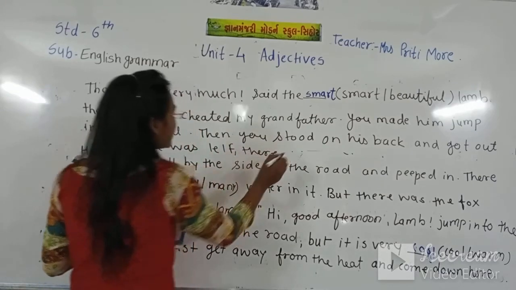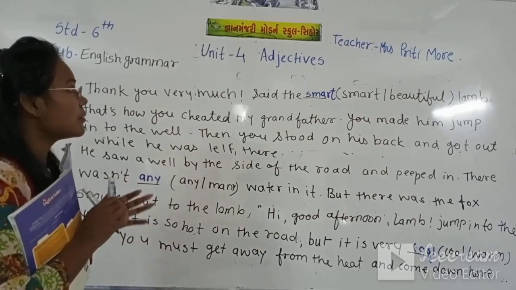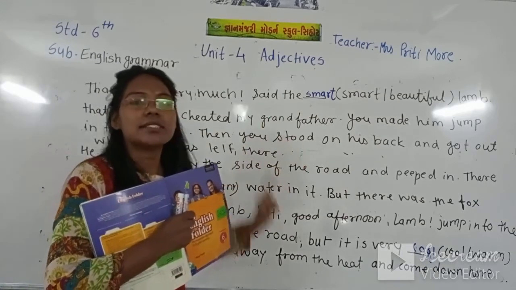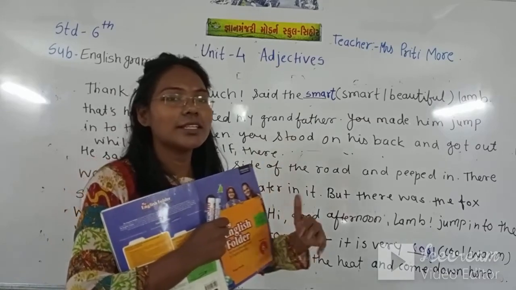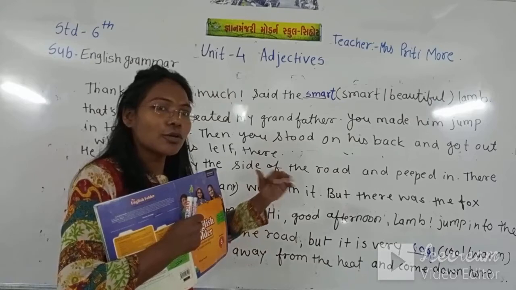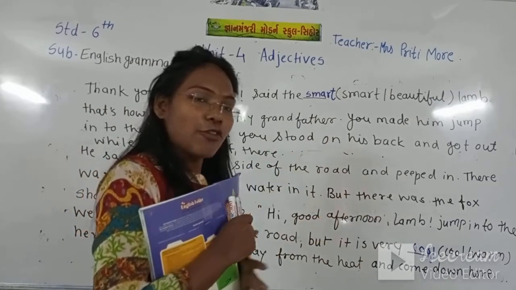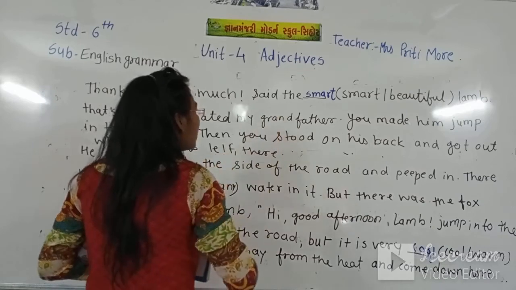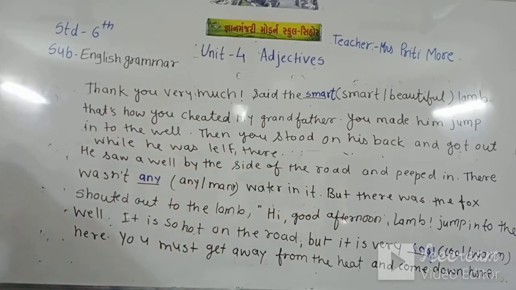That means लैम्ब was very smart because लैम्ब को पता था कि लैम्ब के ग्रैंडफादर को भी फॉक्स ने ऐसे ही चीट किया था। उसको भी क्या किया था, ग्रैंडफादर को भी वेल में जंप करने बोला और उसकी पीठ पे चढ़ के फॉक्स बाहर निकल गया। So this whole story goes to the lamb.